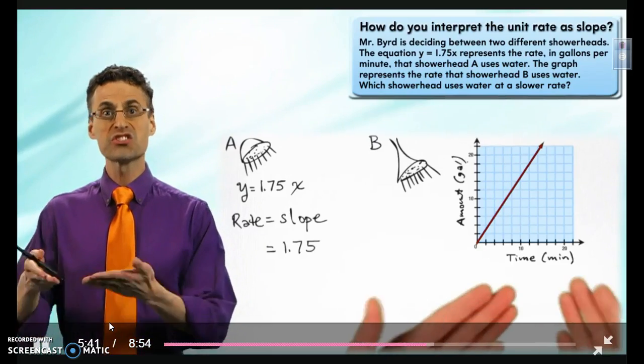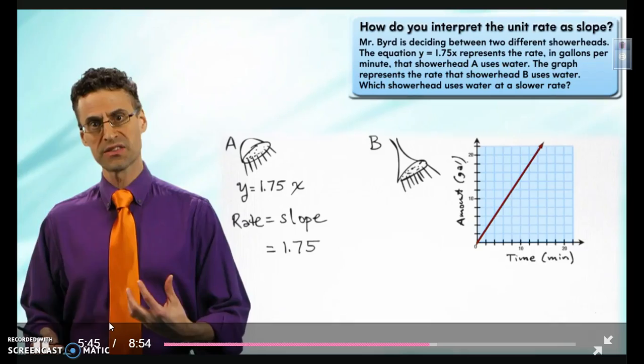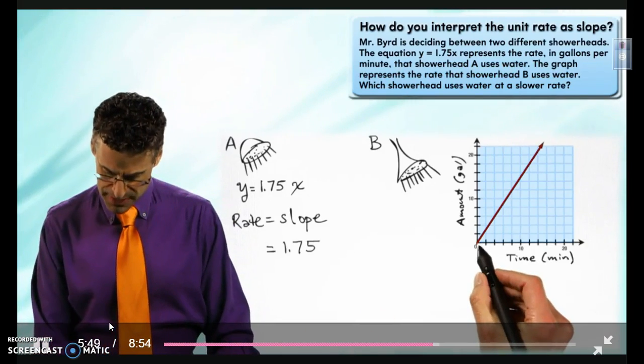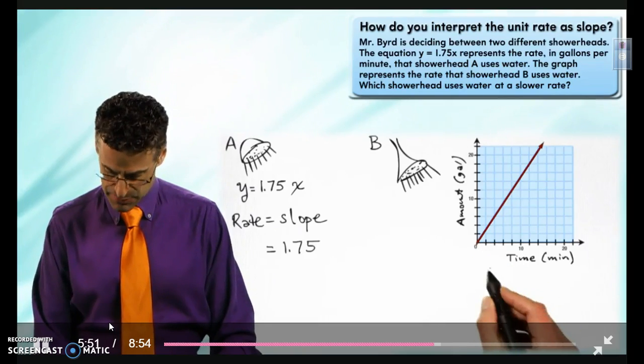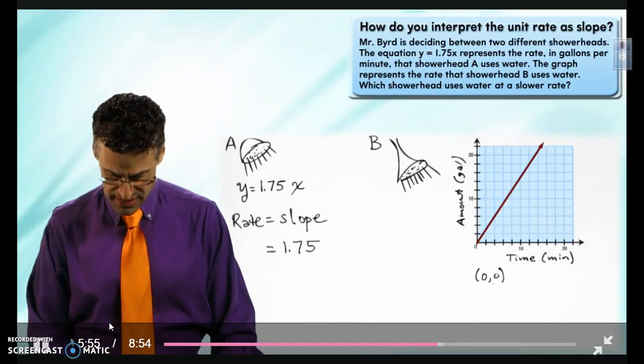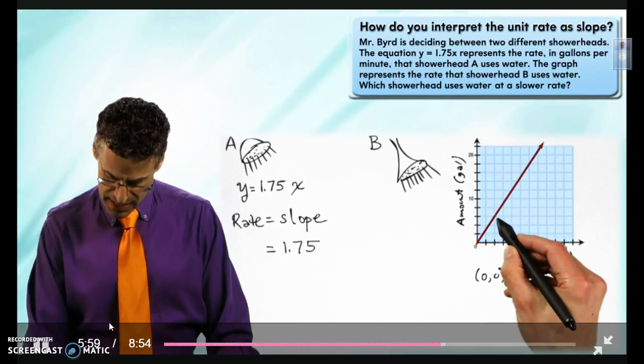Well, let's compute the slope of this line. To compute the slope of this line, we need 2 points, and then we look at the change in y over the change in x, or rise over run. So one point I'm going to pick is just the origin. That's a really easy point. Whenever you can pick the origin, pick it. So 0, 0. And now I need a second point. So let's take a look at this point right here.